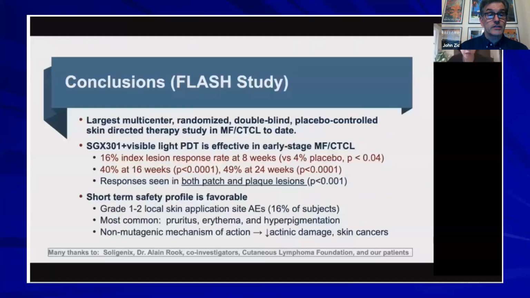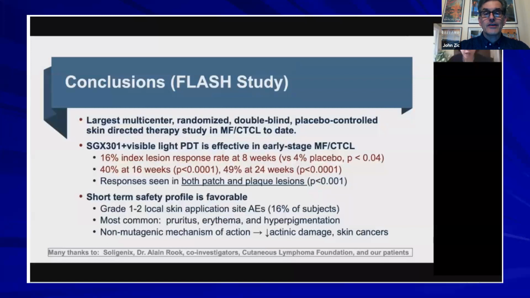And the conclusions of this particular study was that 16% of the lesions responded at 8 weeks, 40% at 16 weeks, and up to 50% at 24 weeks. And the responses were seen in both flat patches and thicker plaques. And the safety profile was pretty good. It does cause some irritation of the skin.